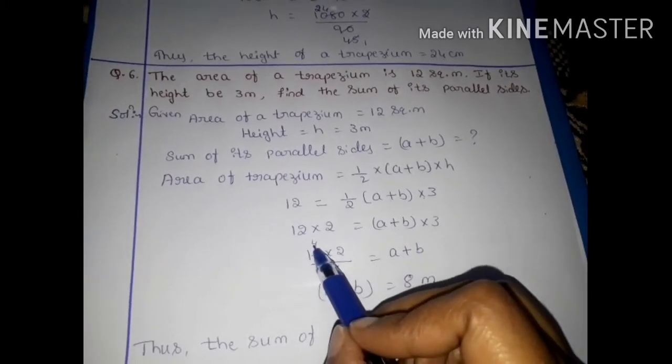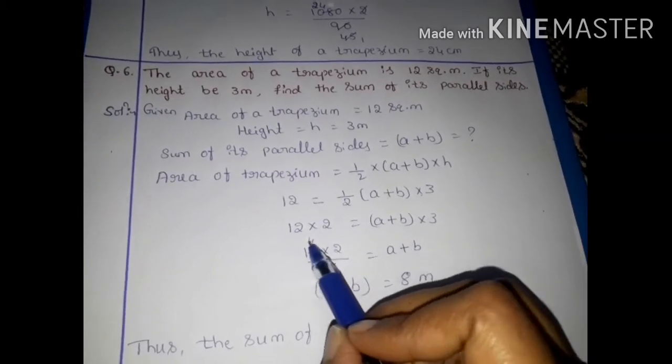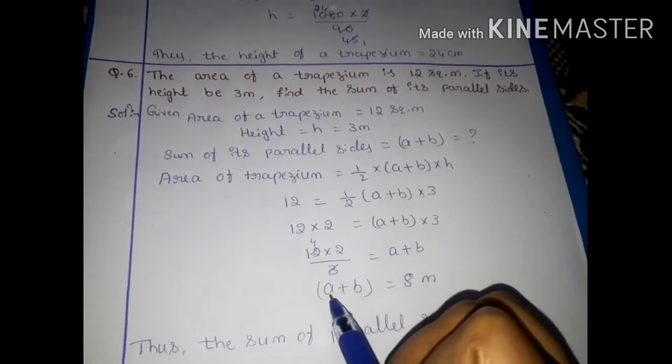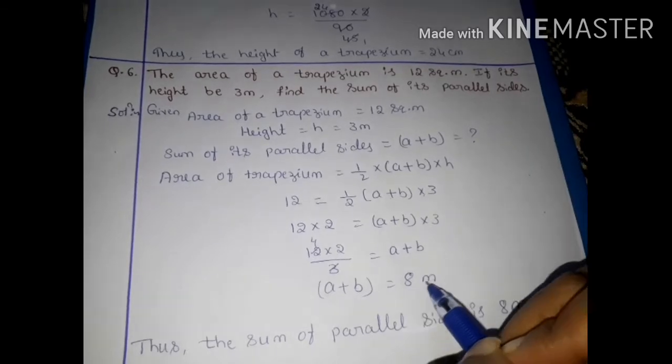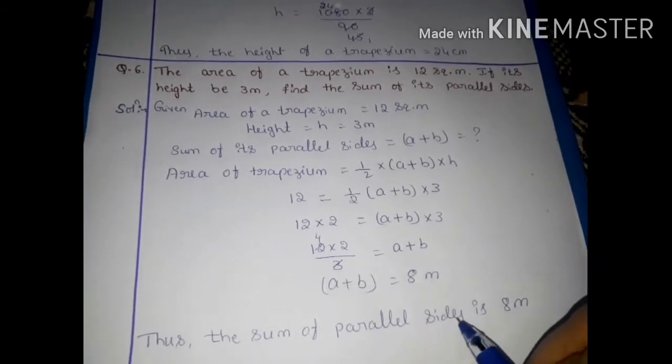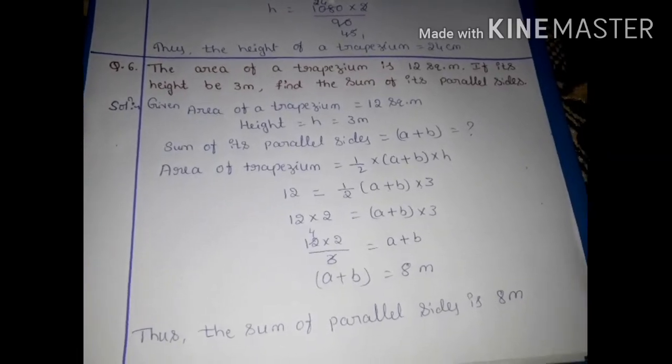3 ones are 3, 3 fours are 12. 4 twos are 8. And 8 is what? This is the sum of the two parallel sides, nothing but A plus B is equal to 8 meter. The last conclusion you have to write: thus, the sum of parallel sides is 8 meter.